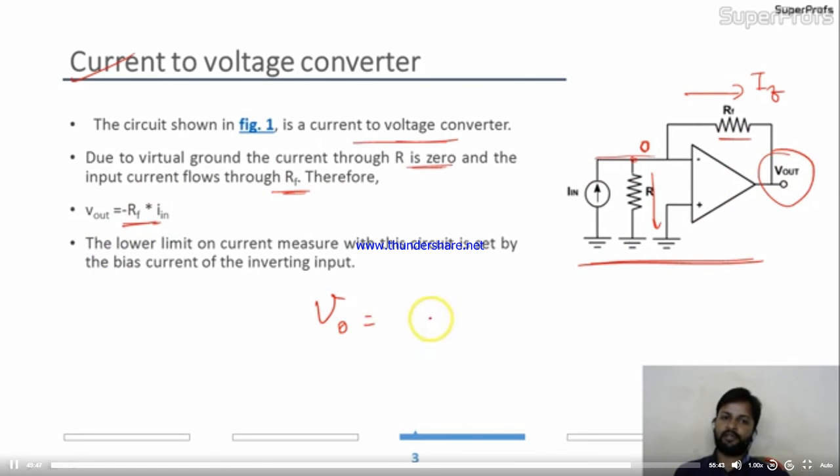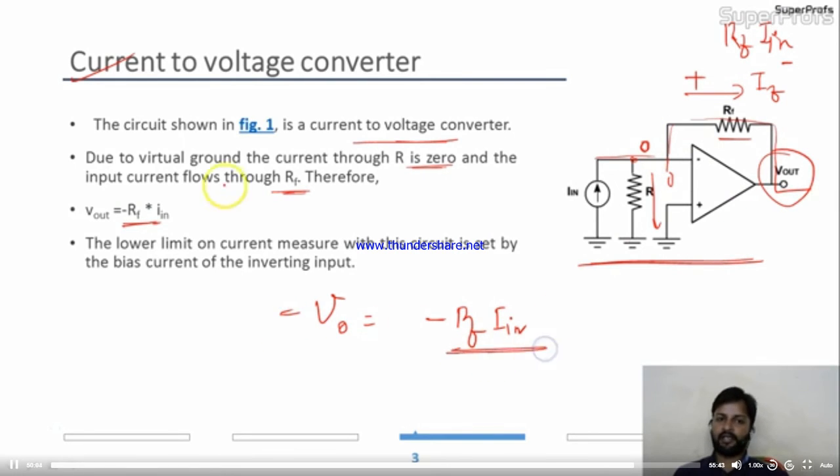So what will be the V output or V naught? V naught will definitely be RF into I in. Here the drop will be plus minus, and the drop will be RF into I in. So this is 0. In this circuit, if you apply KVL, you get V naught equal to minus RF into I in. Okay. So at the input stage, you applied I in and you are getting voltage.